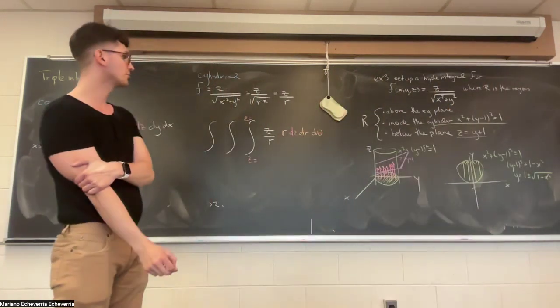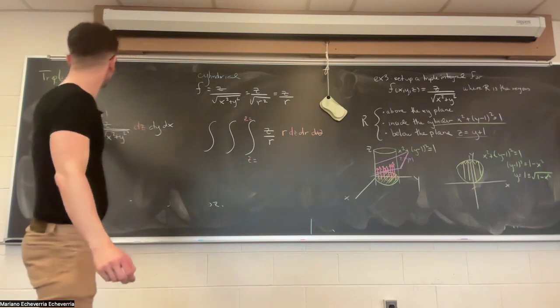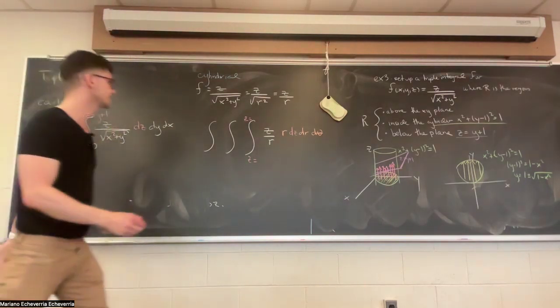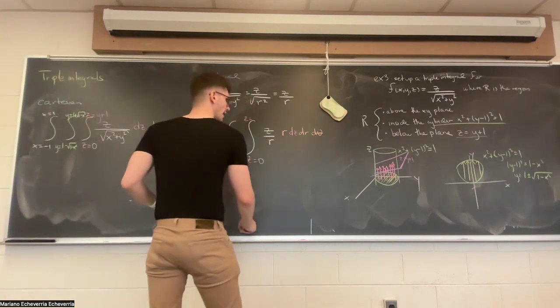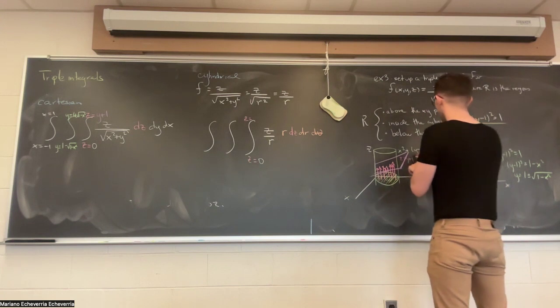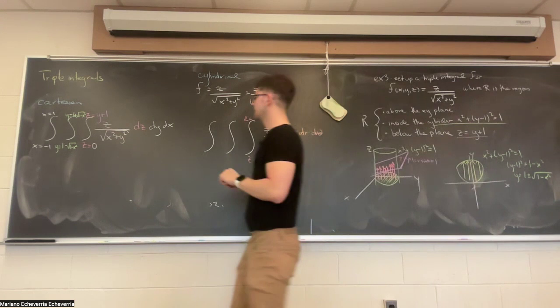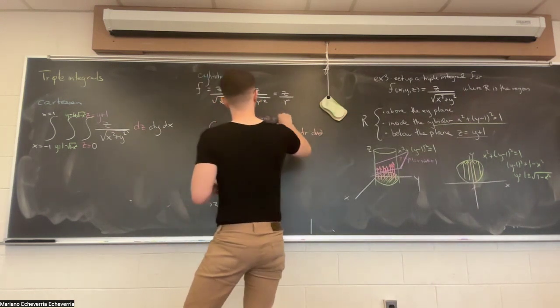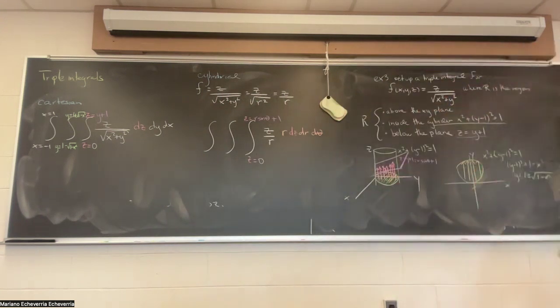And then what are the bounds for z? They're the same, but now they're rewritten in polar. So z equals 0 is still z equals 0. And z equals y plus 1, if you rewrite it in polar, that's r sine of theta plus 1. So that is the bound for z in polar there. Okay.